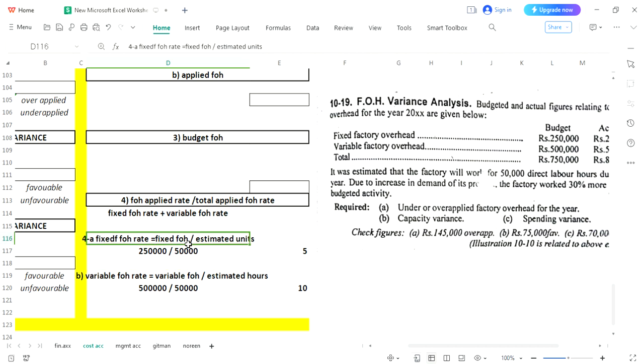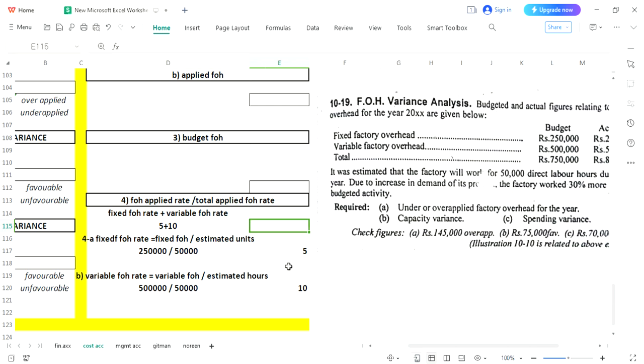So now I know something related to its setup has been disturbed, and we will correct it later on. Okay, fixed FH rate, here you have calculated is 5, and then you will add what? Variable FH rate, and variable FH rate is calculated over here, and it's 10. Now you will calculate it, it would become 15. 10 plus 5, 15. Lower portion has been completed.